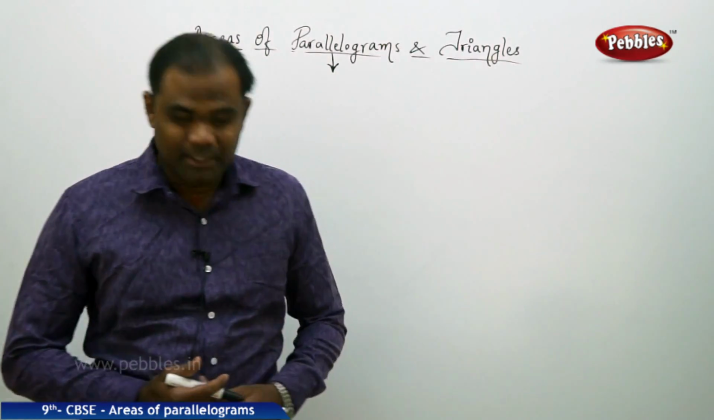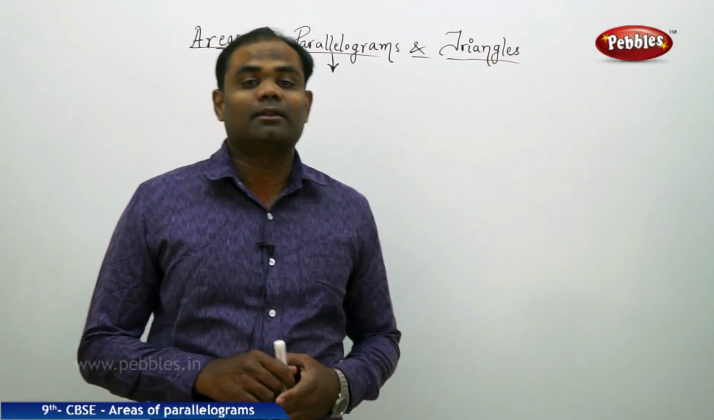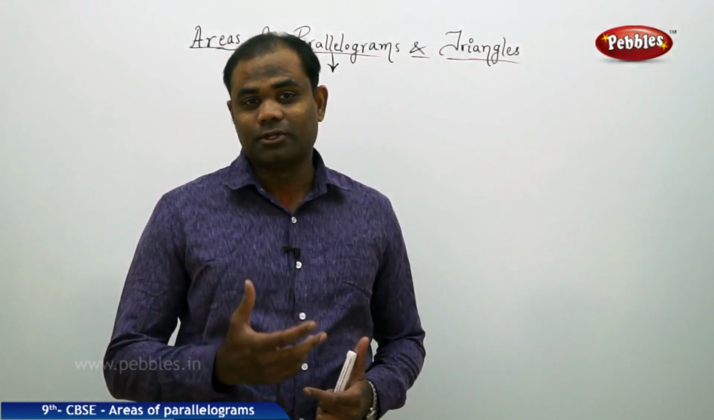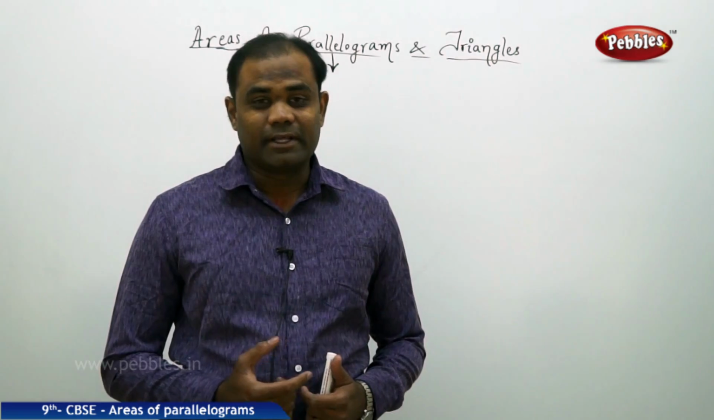Now that we have discussed a property relating to parallelograms, that parallelograms on the same base and between same parallels are equal in area, and even the converse holding true, now comes the question: what happens if I take the case of a triangle? Triangles on the same base and between same parallels, will the areas be equal? Is what we are going to investigate.